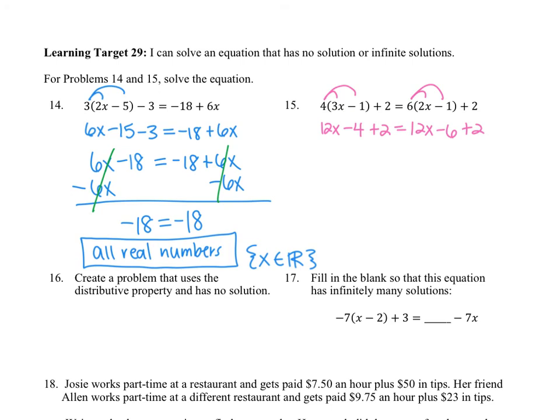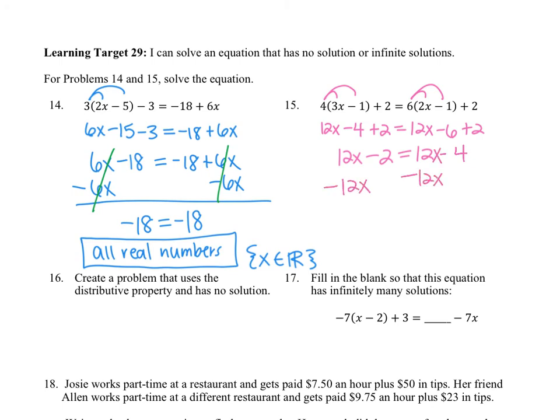So now we've got like terms on both sides to combine. We've got negative 4 plus 2, because this is a negative 4. You can't do 4 plus 2 and then stick a negative on it. It's negative 4 plus a positive 2, which is negative 2. So 12x minus 2 is equal to 12x. Same thing over here. It's a negative 6 and a positive 2 combined give us a negative 4. I forgot my x.